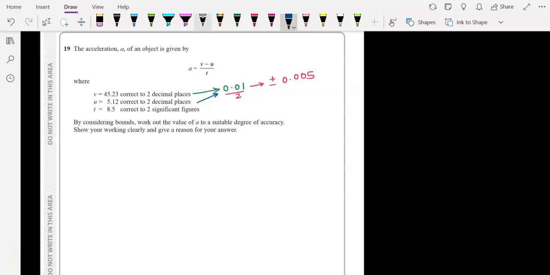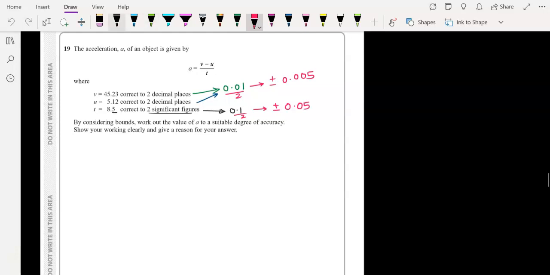Now for T, it says correct to two significant figures. Now, if you look at the number, the second significant figure is 5, which is in the first decimal place. So actually we are supposed to do a rounding of one decimal place, which is 0.1. You divide it by 2. So you need to add or subtract 0.05. So now step 1 will be to get the upper bound and lower bound for all three values.